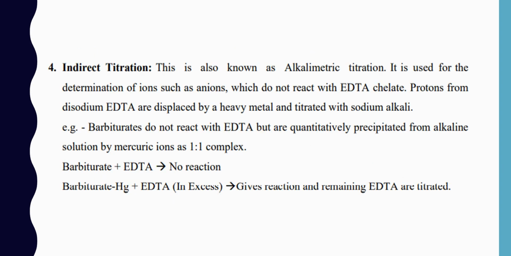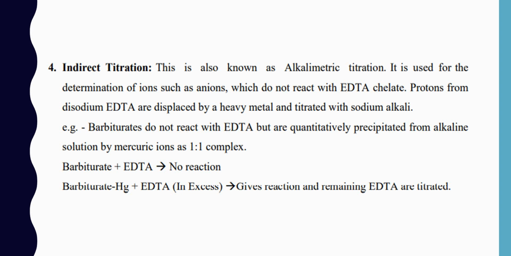Next we have indirect titration. This is also known as alkalimetric titration. It is used for the determination of ions such as anions which do not react with EDTA chelate. Protons from disodium EDTA are displaced by a heavy metal and titrated with sodium alkali.